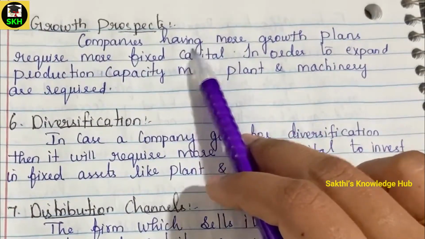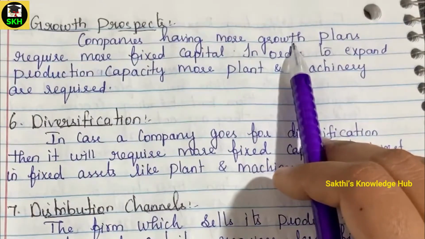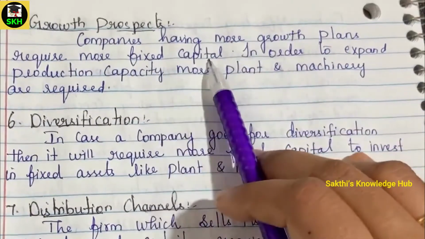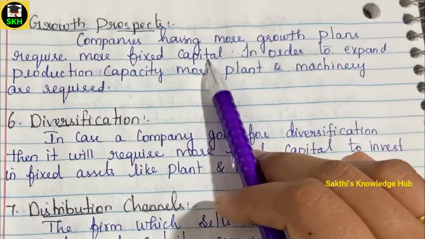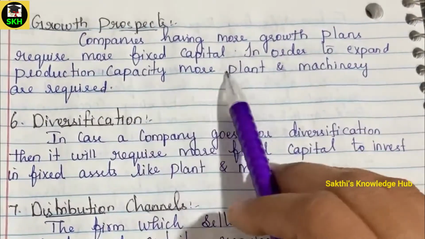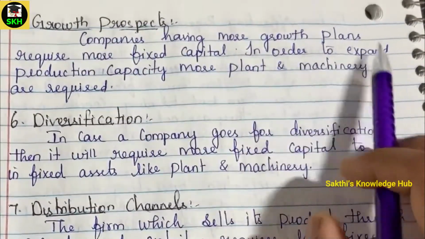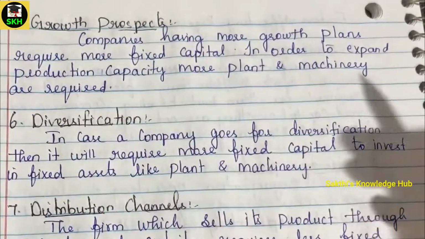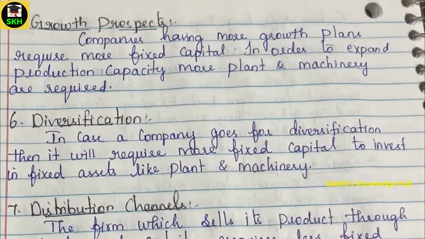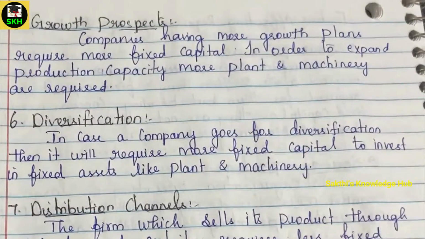So in that situation, when the company is showing its growth in a very positive way in a continuous manner, definitely they will be in need of more fixed capital. And in the other aspect, in order to expand the production capacity, more plants and machineries are required. If they want to expand their production, the capacity or the quantity of production, definitely they need more machineries and plants, so they will invest more in fixed capital.